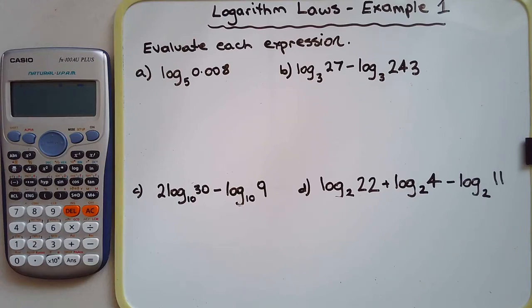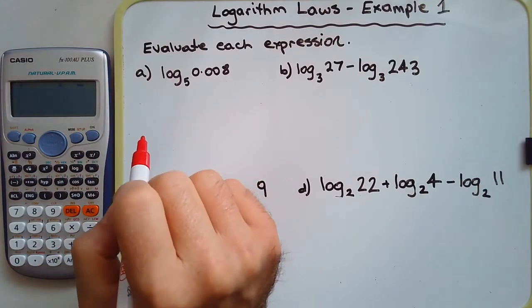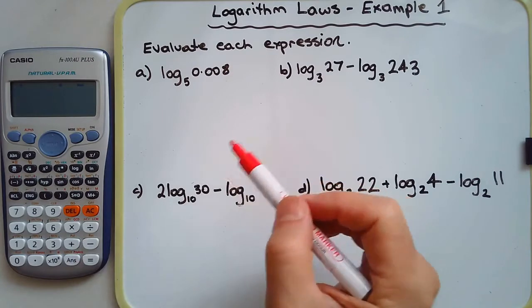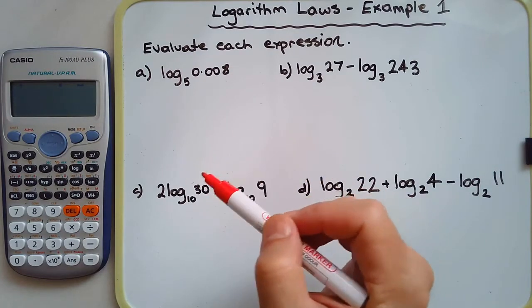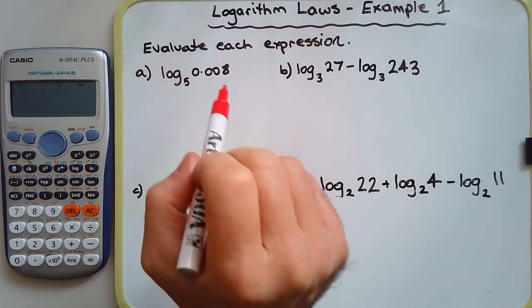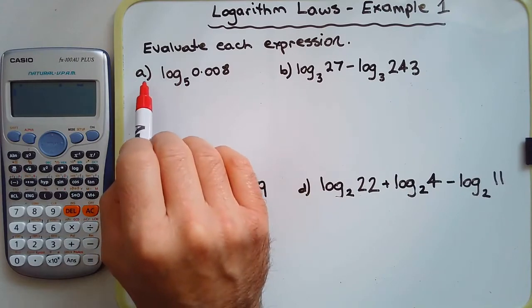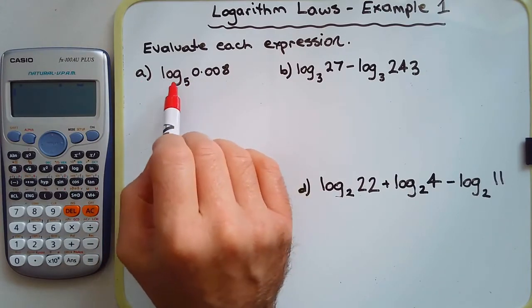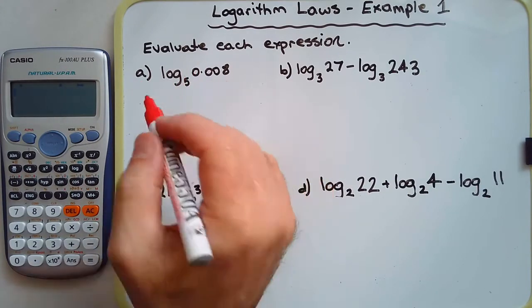Let's have a look at example 1 of the application of logarithm laws to simplifying and evaluating expressions involving logs. I've got 4 parts here to example 1. We're going to apply the logarithm laws and perhaps some of the further properties that we've looked at involving logarithms. With the first one, part A, we're going to evaluate log base 5 of 0.008.